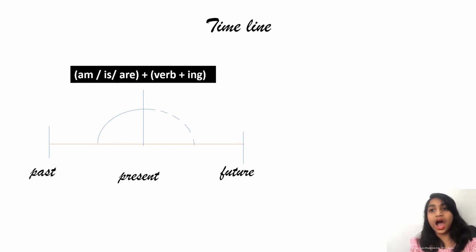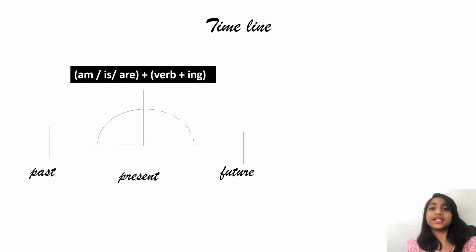Am, is, are plus verb plus ing. Okay, if we ask, why do we use am, is, and are? Let's start with the first one, am. Am is only used for I, like I am teaching. Is is for he, she, and it, which are the third person singulars. For example, he is teaching, she is teaching, it is teaching.